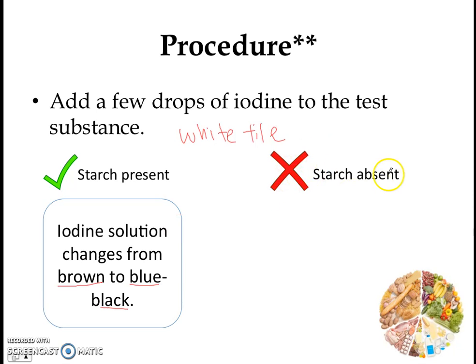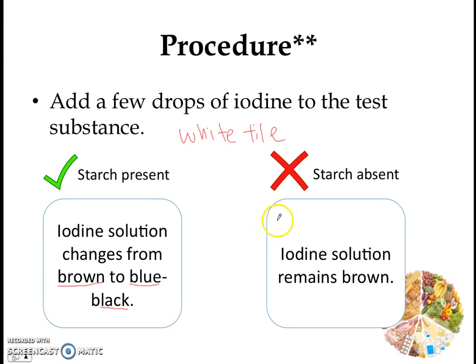Okay, if starch is absent, then we say that the iodine solution remains brown. We do not say that nothing happened. A lot of people like to write that nothing happened. But that usually is not a fair observation. Okay, the observation is that the solution remains brown.